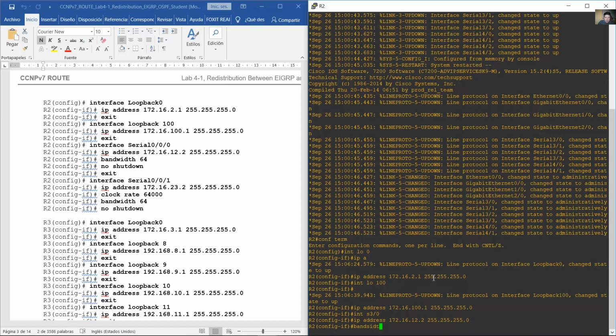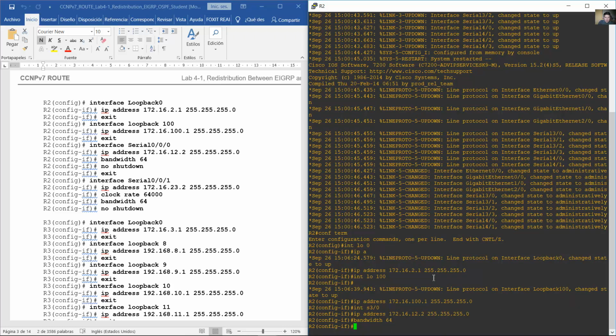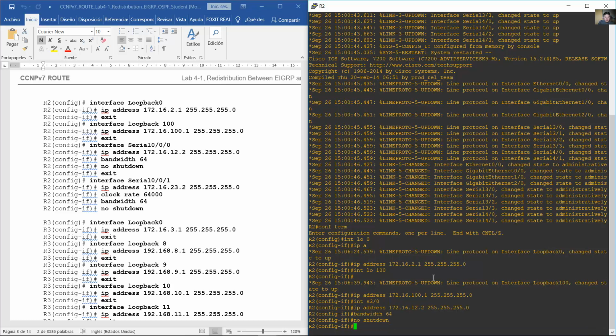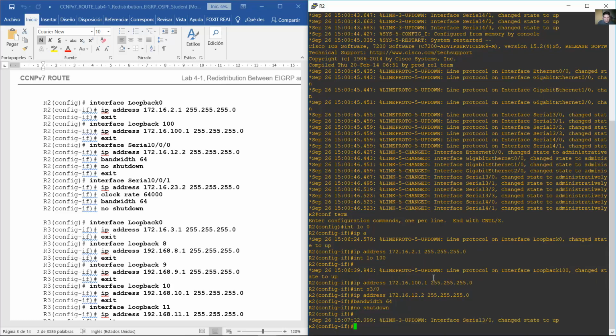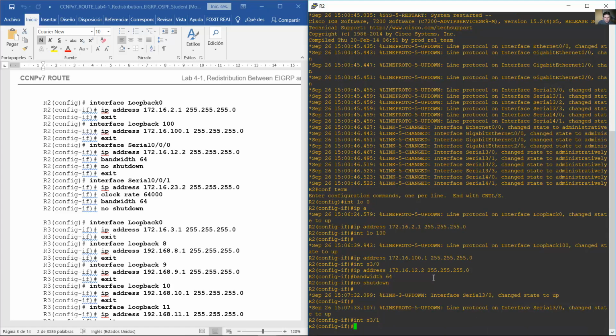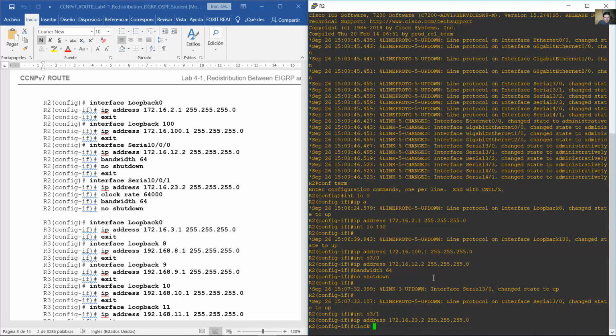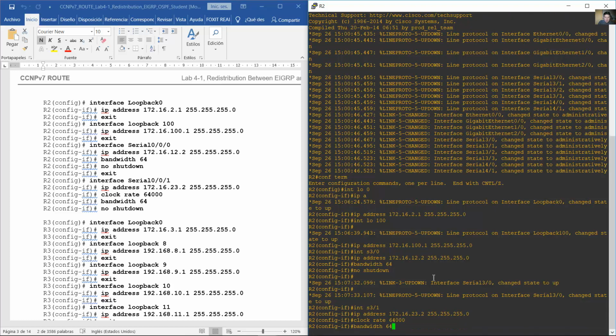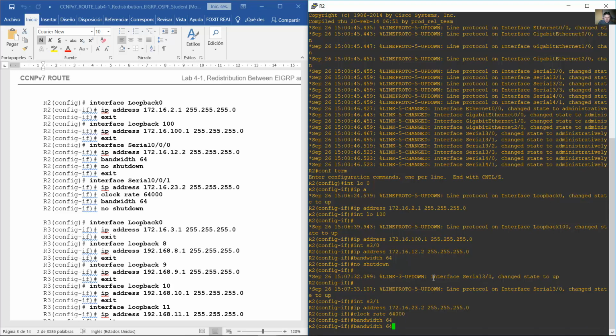bandwidth 64, no shutdown. Then serial 1, serial 3/1, the IP address on the 23 network, 23.2, subnet mask 24, clock rate 64,000, so bandwidth 64 kilobits per second, then no shutdown.